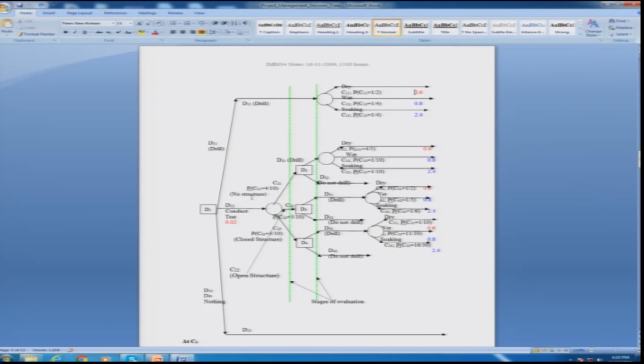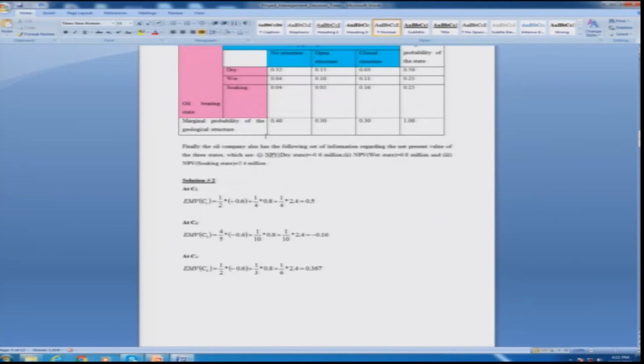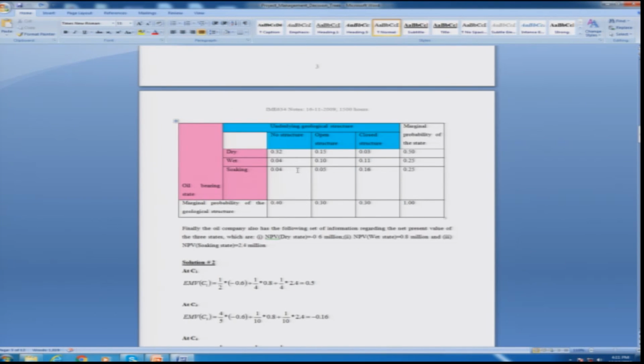So, if you consider probability C21 is 4 by 10, if you consider the probability C23 is 3 by 10. All these values consider the fact that you have conducted a test, and then you have found out that there was closed structure here, which is 3 by 10. Considering you have conducted the test, then it is open structure, and the corresponding probabilities are given. So, all these values are coming from the table which is already provided.